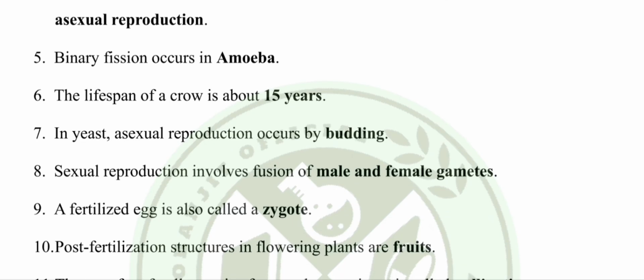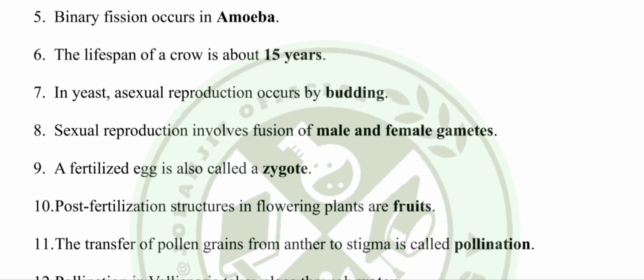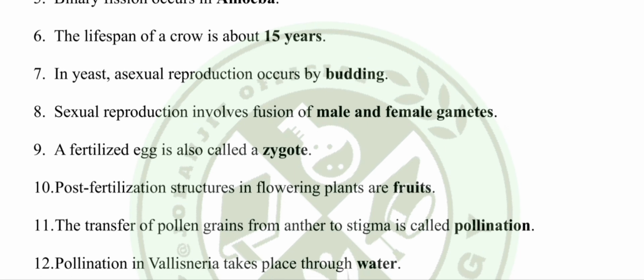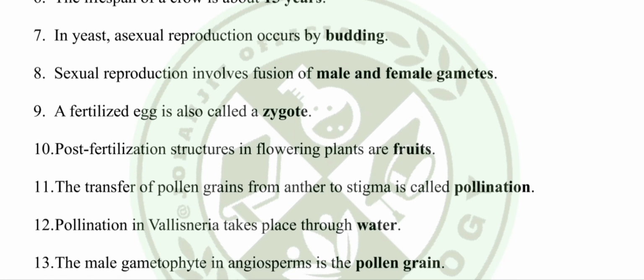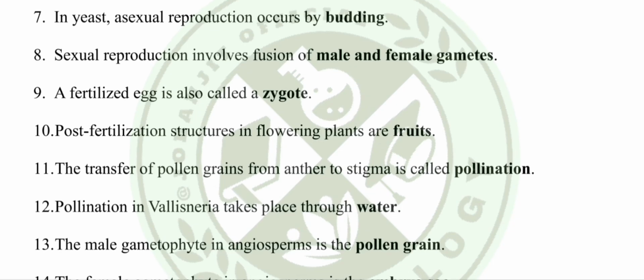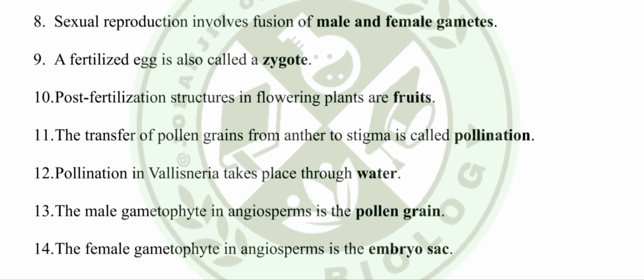5. Binary fission occurs in amoeba. 6. The lifespan of a crow is about 15 years. 7. In yeast, asexual reproduction occurs by budding. 8. Sexual reproduction involves fusion of male and female gametes. 9. A fertilized egg is also called a zygote.